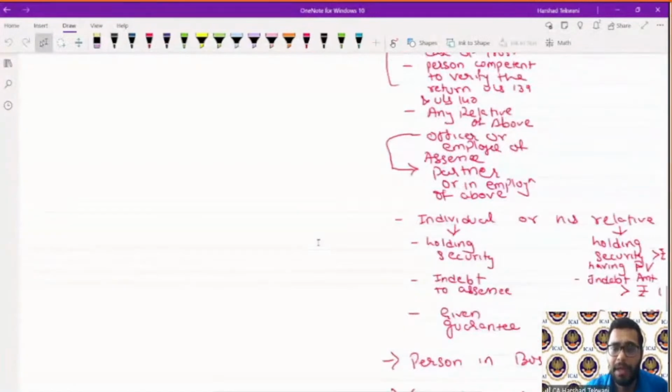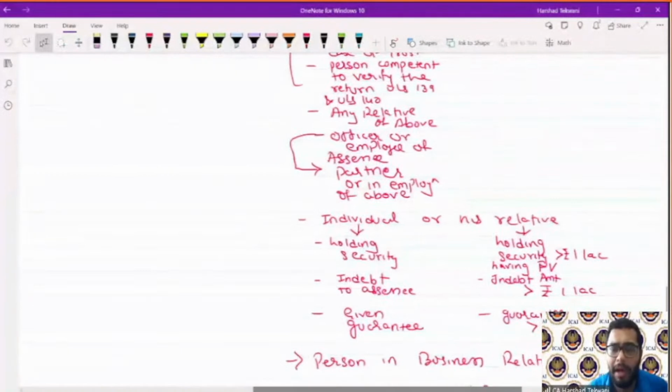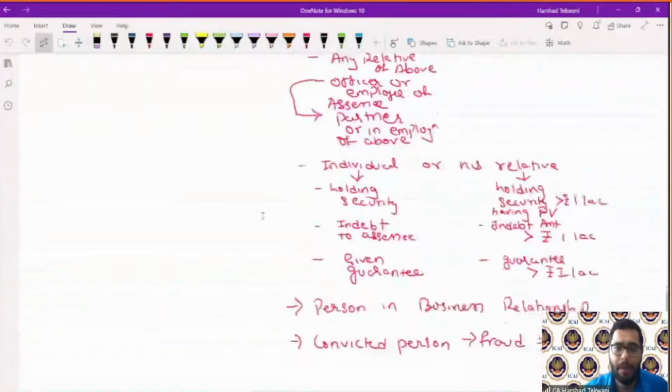Then individual or his relative holding security. Now, if a relative is holding security, then the limit is 1 lakh rupees. Indebted to assessee: if he is indebted to assessee, then for relative the limit is 1 lakh rupees. Has given guarantee in relation to any third party. If the guarantee has been given to assessee in relation to any, by any relative, then that guarantee amount should be not greater than 1 lakh rupees. Otherwise, he will not be eligible.